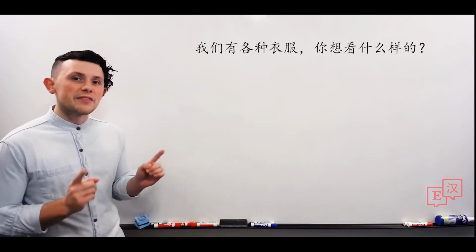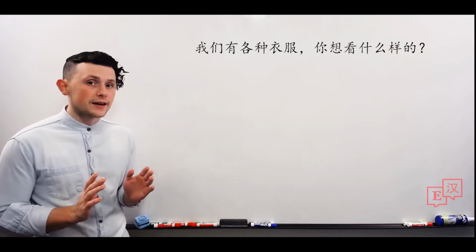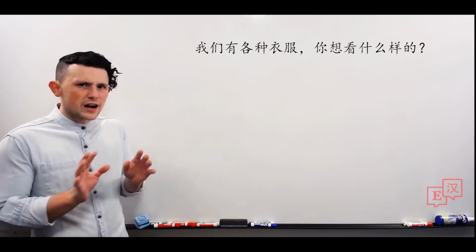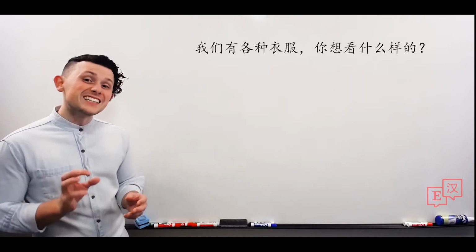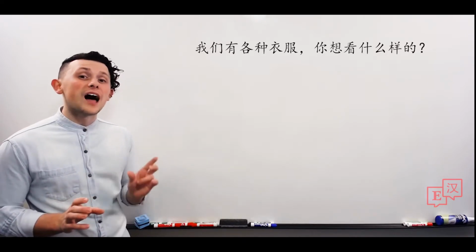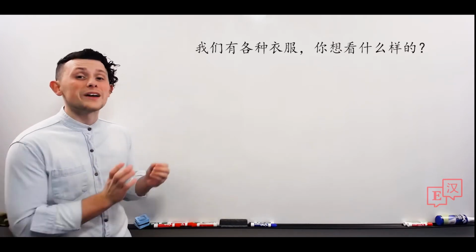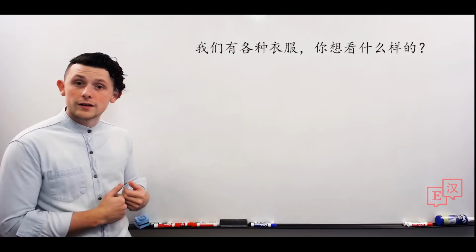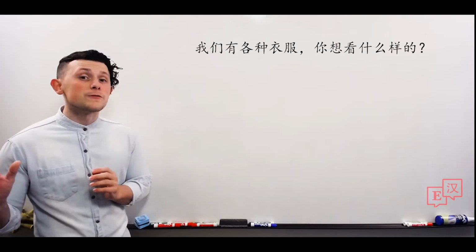Now note, in the second part, 你想看什么样的? 衣服 is not said again. And we have this weird kind of dangling 的 at the end of 什么样. That dangling 的 actually implies 衣服. It implies that what type or what kind of clothing. And a Chinese listener will know this because we said 衣服 in the first clause.